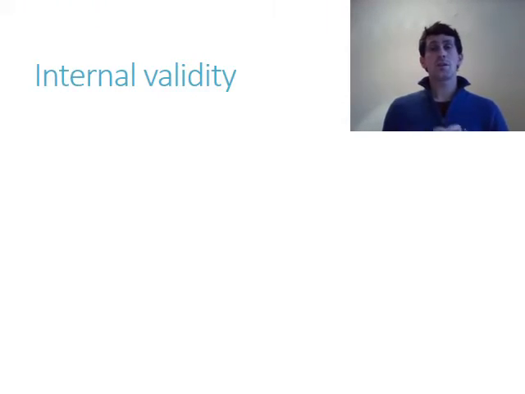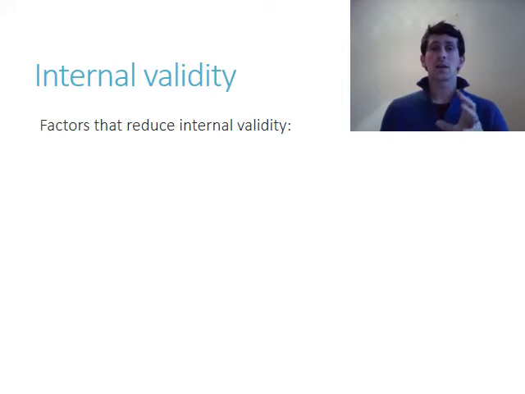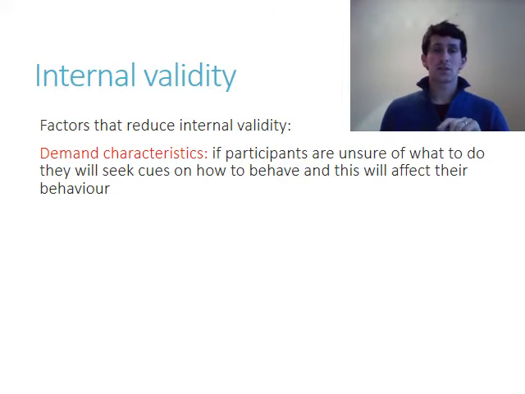So we're going to have a look at a few of the things that might affect internal and external validity in a little bit more detail. Internal validity can be reduced by many factors, such as demand characteristics. Remember, demand characteristics are if the participant manages to guess what the aims of the experiment are, they'll change their behaviour to try and give the experiment the results that they want or they think they're seeking.